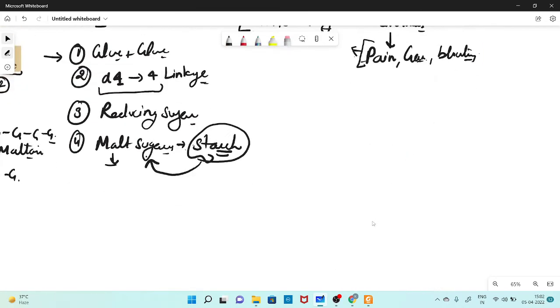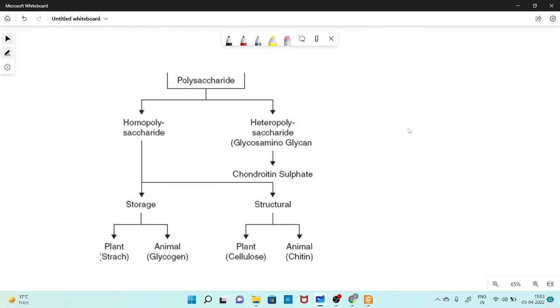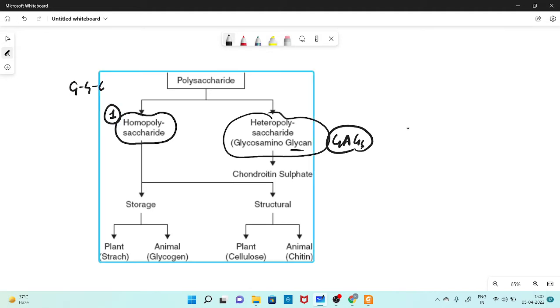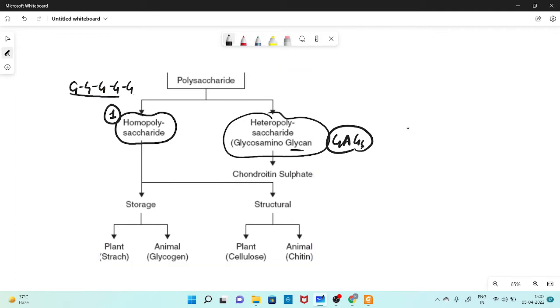Your polysaccharides are basically categorized into two categories. Number one is called homopolysaccharides and the second one is called heteropolysaccharides, or they are called glycosaminoglycans or GAGs. We will discuss them one by one. Homopolysaccharide means in this case your sugar molecules will be the same. If there is glucose, then in the whole chain there will be glucose sugar. So these are called homopolymers. In the heteropolysaccharide case, the sugar moieties will be different in the chain.